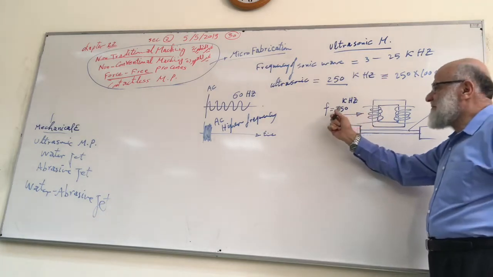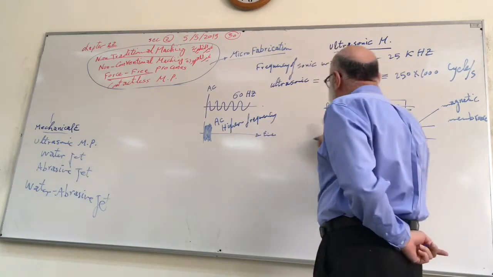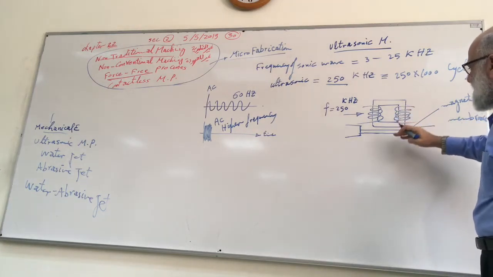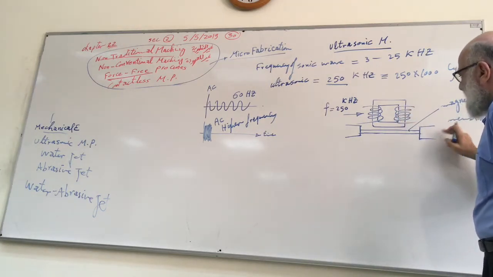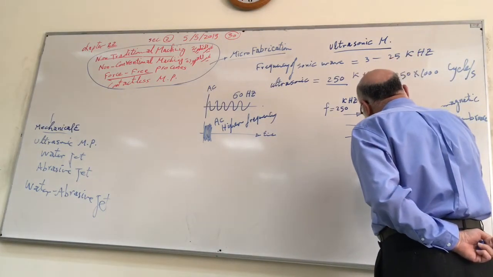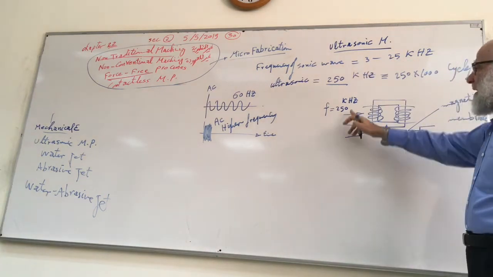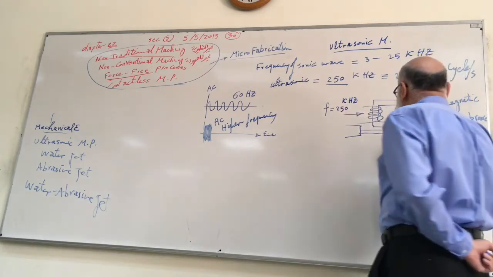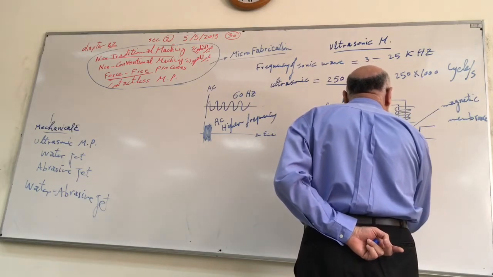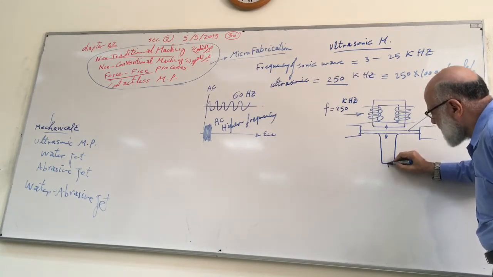So, an ultrasonic current of higher-frequency AC is given to this coil. It will create a magnetic field, and this magnetic field affects the membrane up and down. This membrane will vibrate up and down, at what frequency? Ultrasonic frequency. Then we attach a shaft like this. This shaft is the tool holder, and at the end, this is the tool.